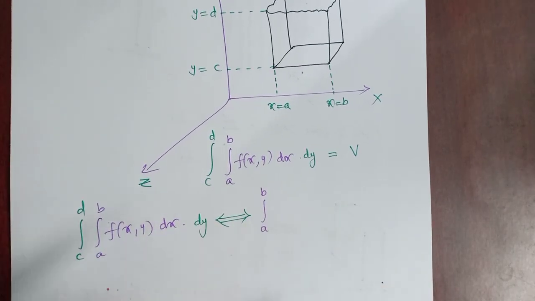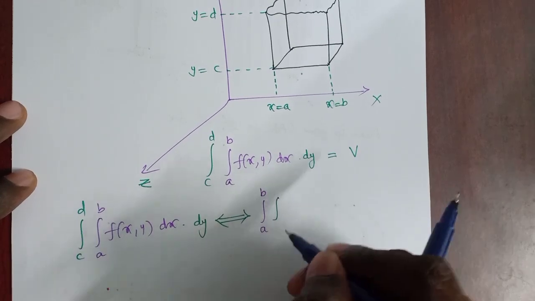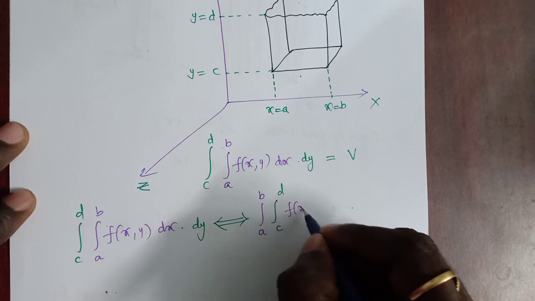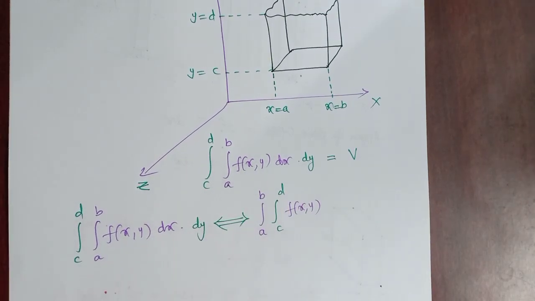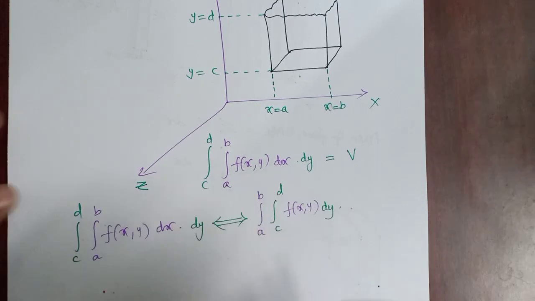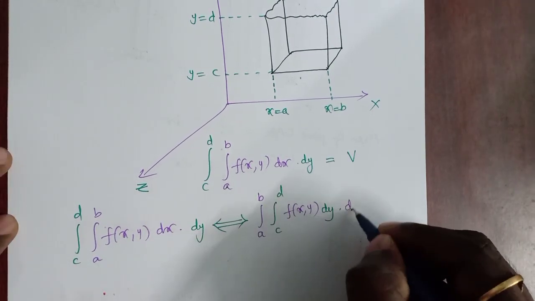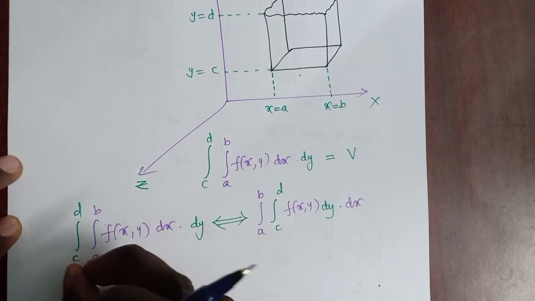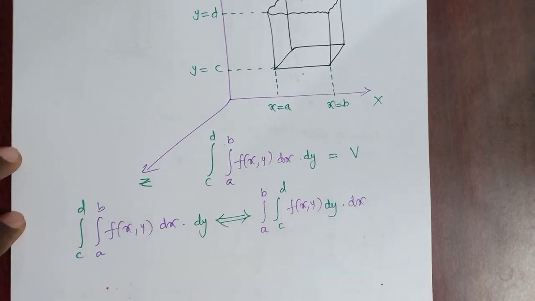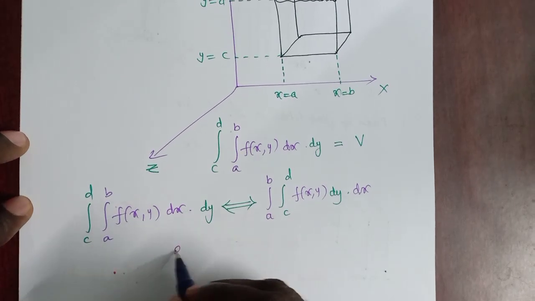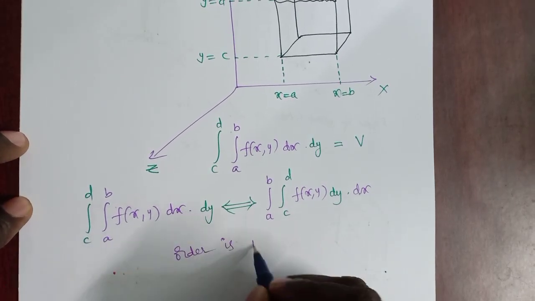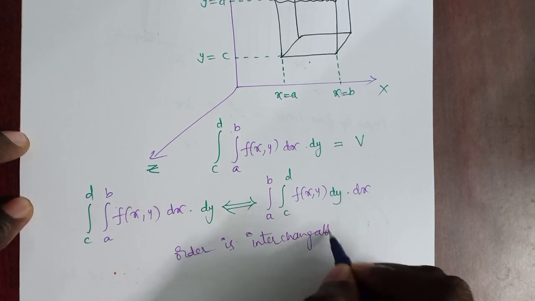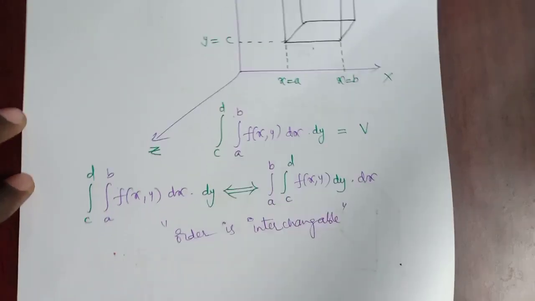So integration of a to b, c to d, dy dx. We can write like this also. So here what we observe, the order of the integration does not matter. So clearly order is interchangeable. So this is the very important thing.